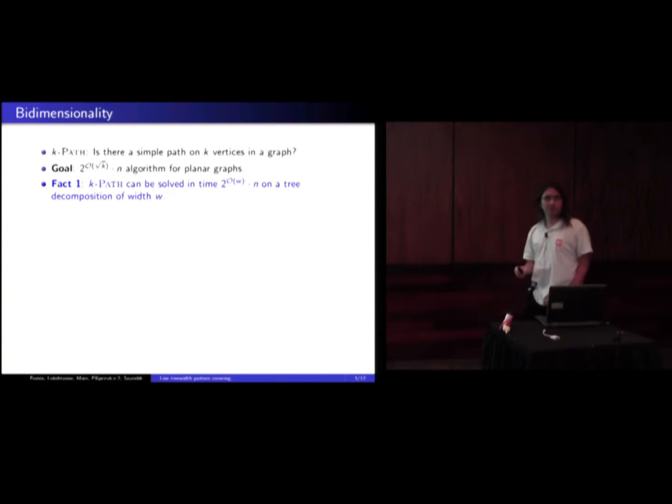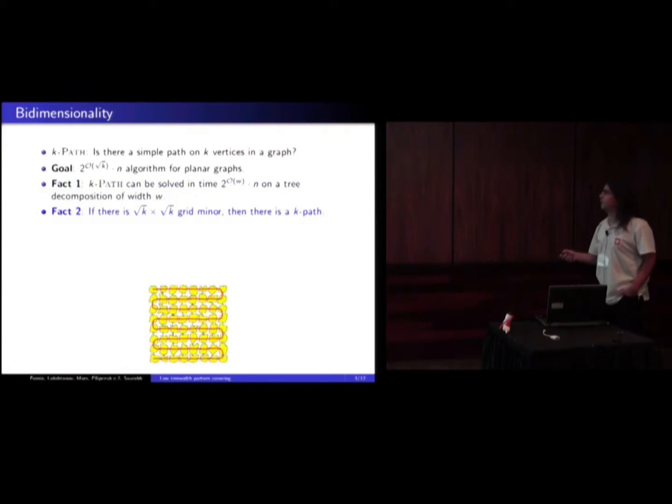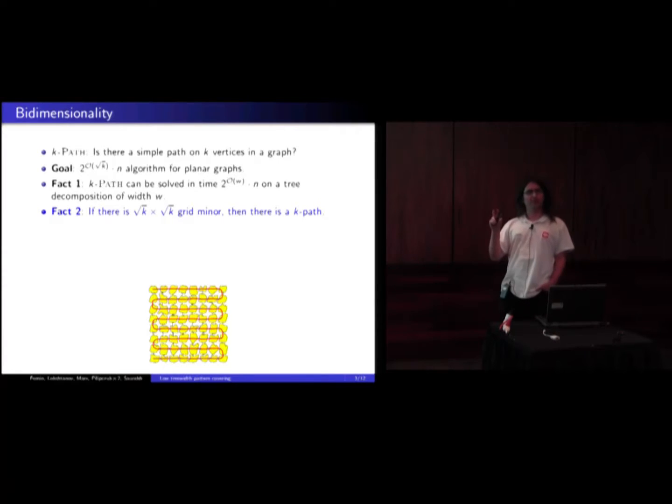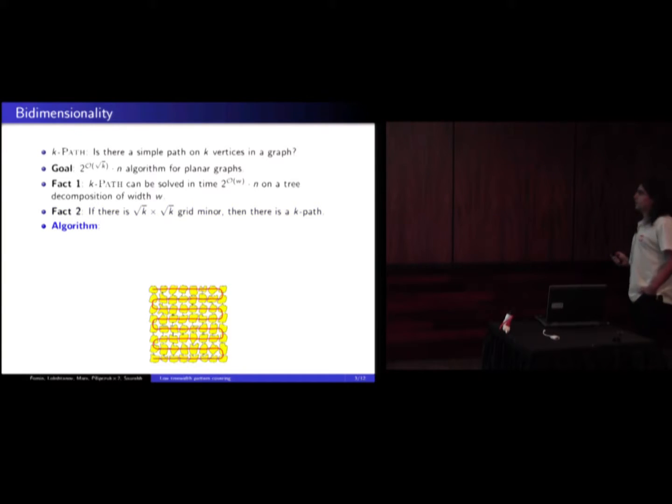This is not the standard dynamic programming that you would write at first glance. You need a little bit more tricks to get single exponential. The standard is w log w. And the second fact is that if I know that there is a square root k times square root k grid minor in my graph, then I am sure that there is a k-path. And for the proof of this fact, I refer you to the picture. Yes?